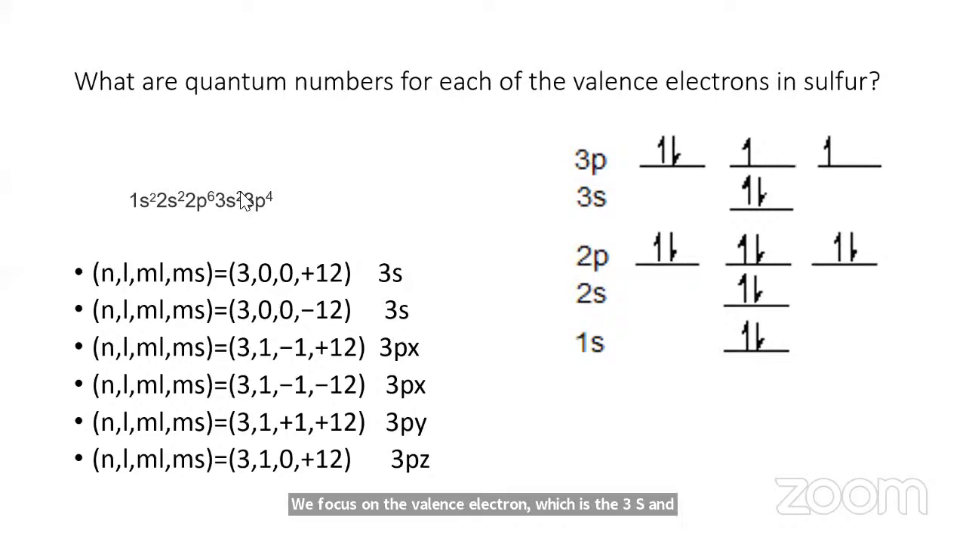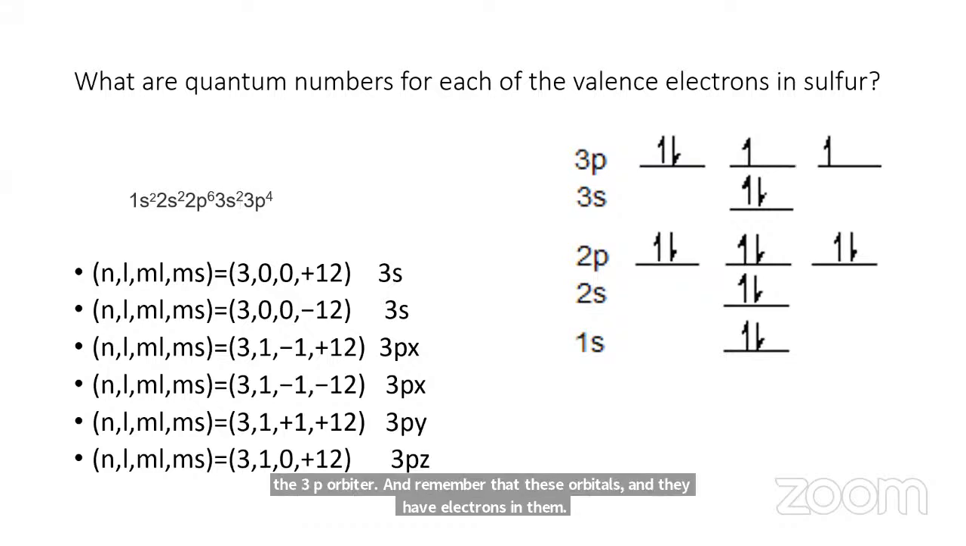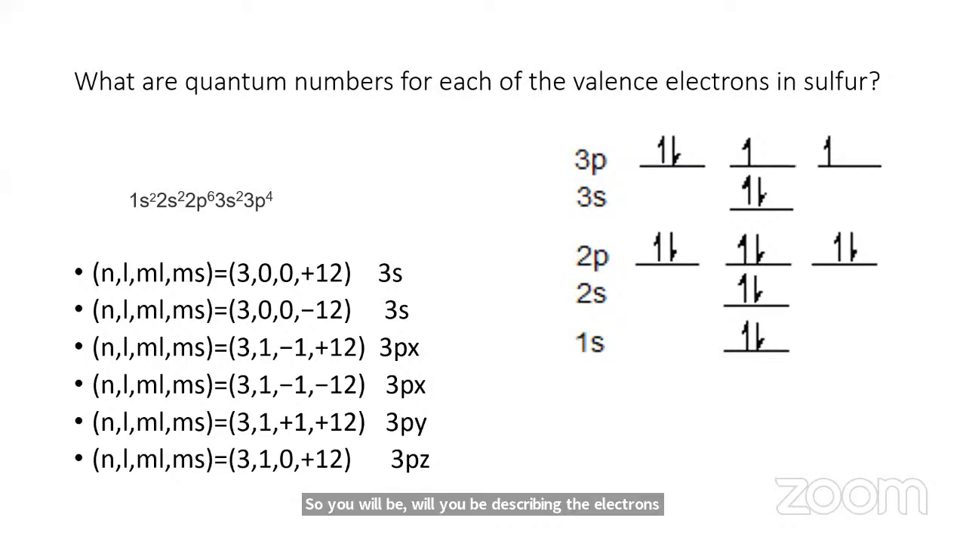And remember that these orbitals now have electrons in them. So you will be describing the electrons each. We say that 4 quantum numbers describe one electron, which are the N, the L, the ML, and the MS. So I want to start describing these electrons. I start with the 3s. I'll take the first electron here. Remember, 3s has 2 electrons. I'll take the first one. I want to define it.